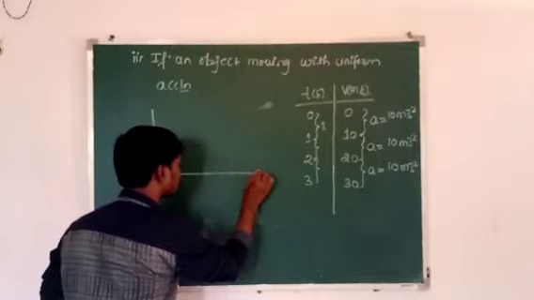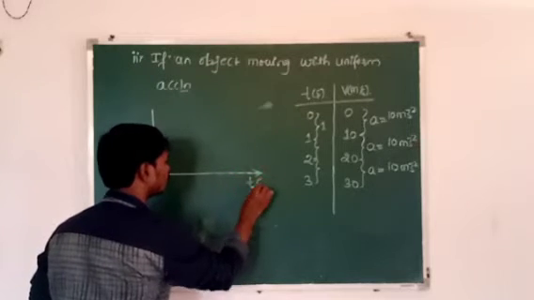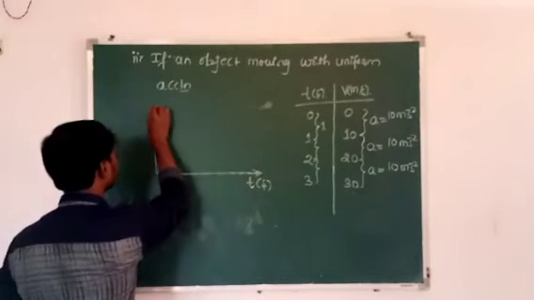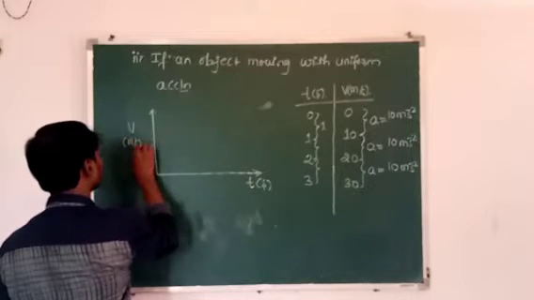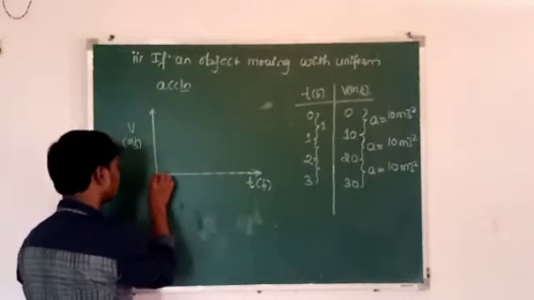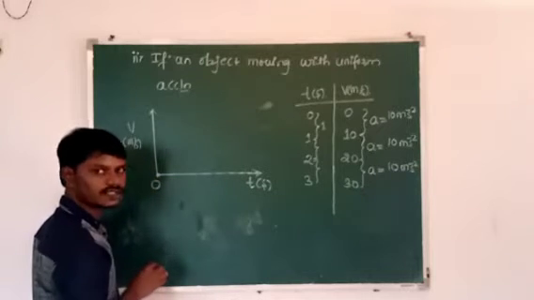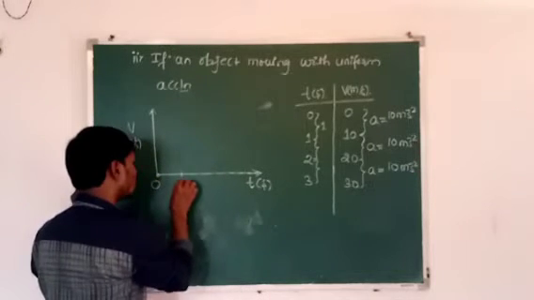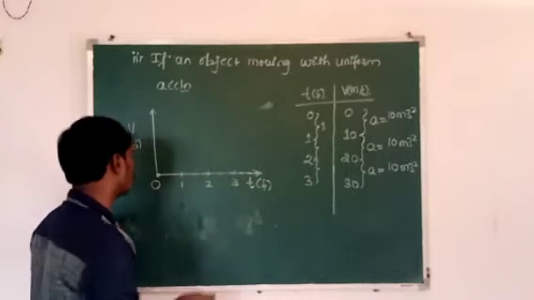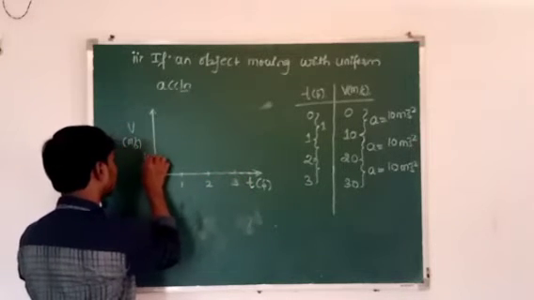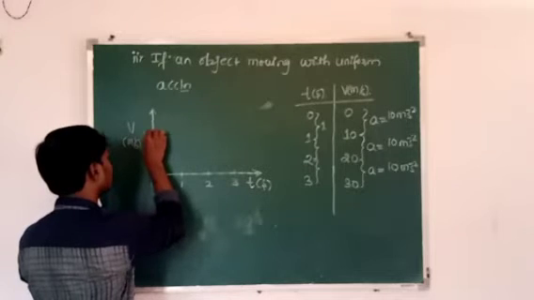Along the x-axis again I will take the time, and along the y-axis we are going to take the velocity. Then here at the origin, time is 0 and velocity is also 0. Then 1 second, 2 seconds, 3 seconds and so on. Then here 10, 20, 30.